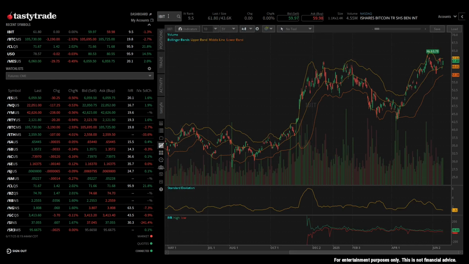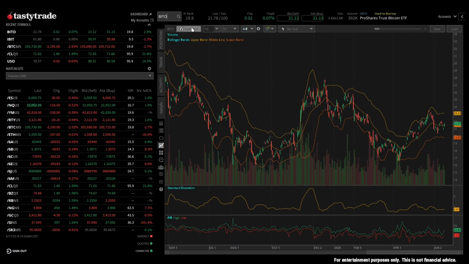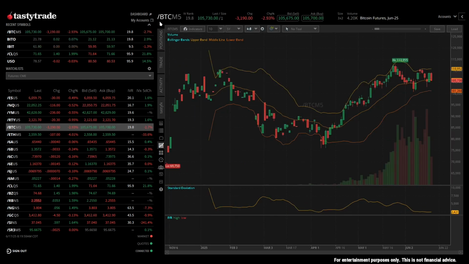IBIT, it's not IBIT that they're using. IBIT is spot Bitcoin, not the Bitcoin futures. I bet BITO is the one they're using. Yep, BITO is where they're getting that IV rank, 19.8, and /BTC is 19.8. Well, it just ticked down in both of them to 19.6.